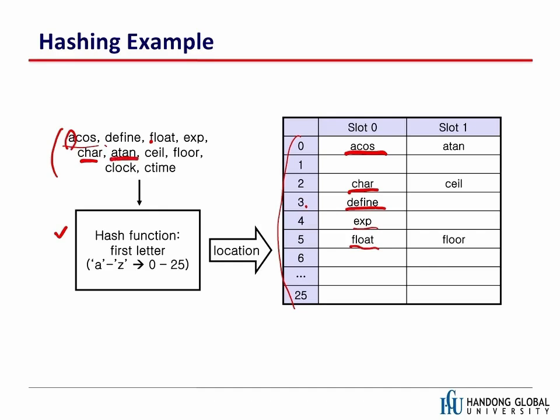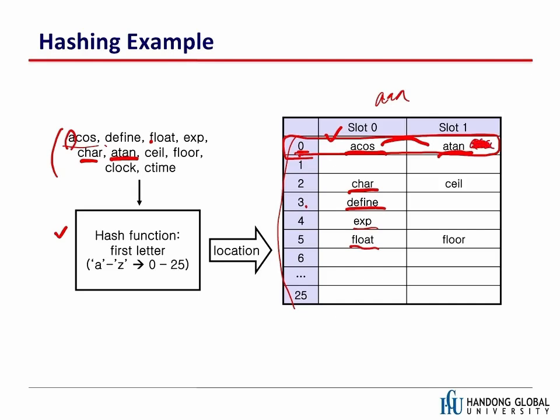And the next one is atan, arctangent. So the first character is a, and a corresponds to 0. So atan should be in this bucket, right? And when we check the first slot, it is full. There is someone already there, so atan should be in the second slot. Don't get me wrong, these are not sorted. Even if the second one is AAA, we still have to put AAA here. So this is not based on sorting, not at all.